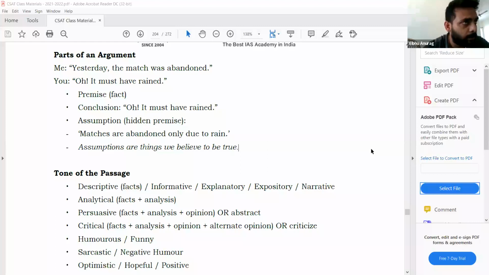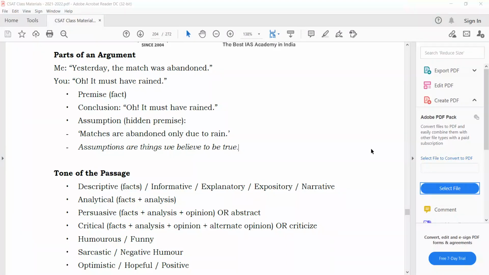Assumptions are things embedded in your mind. With respect to passages, assumptions are things that, from the writing, can be understood as the author believing them to be true, and you have to identify them. When you reply it must have rained, in your mind rain is the only cause. That is the assumption, and based on that assumption you reply that it must have rained.